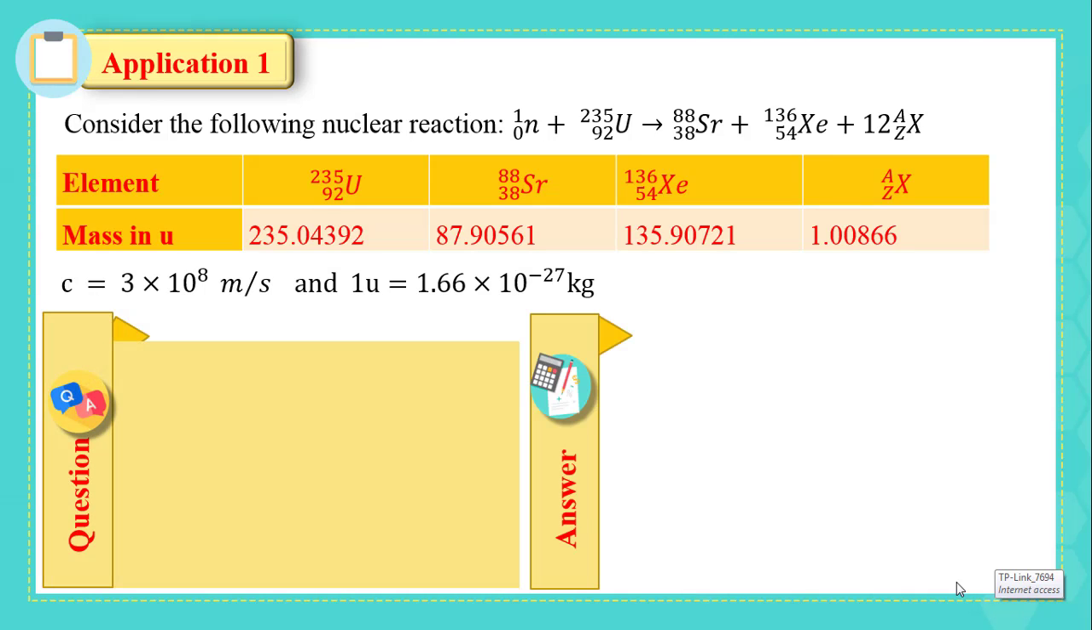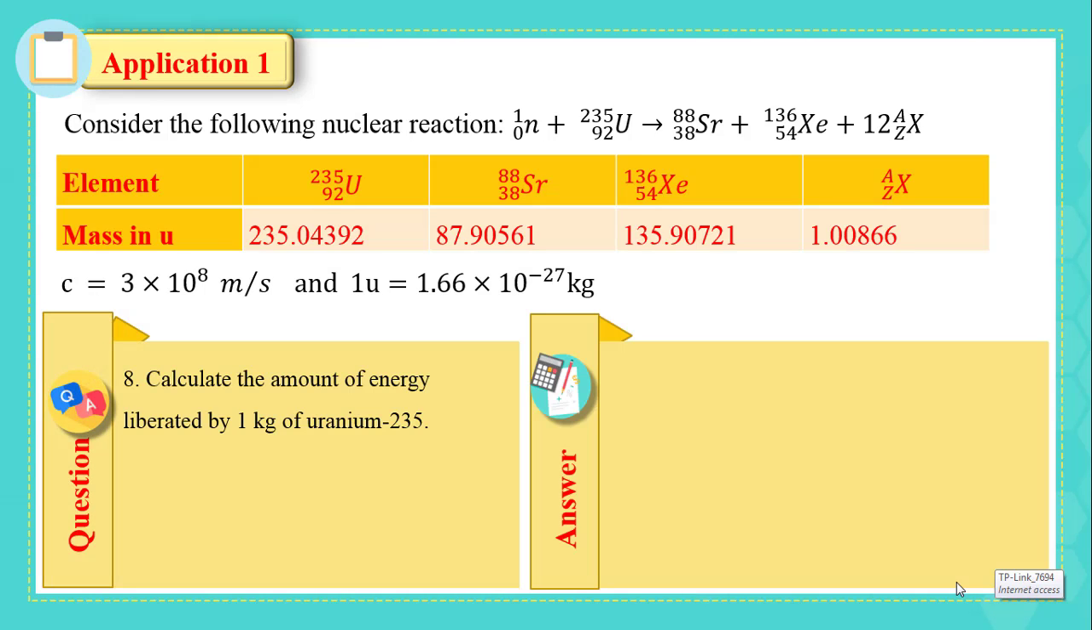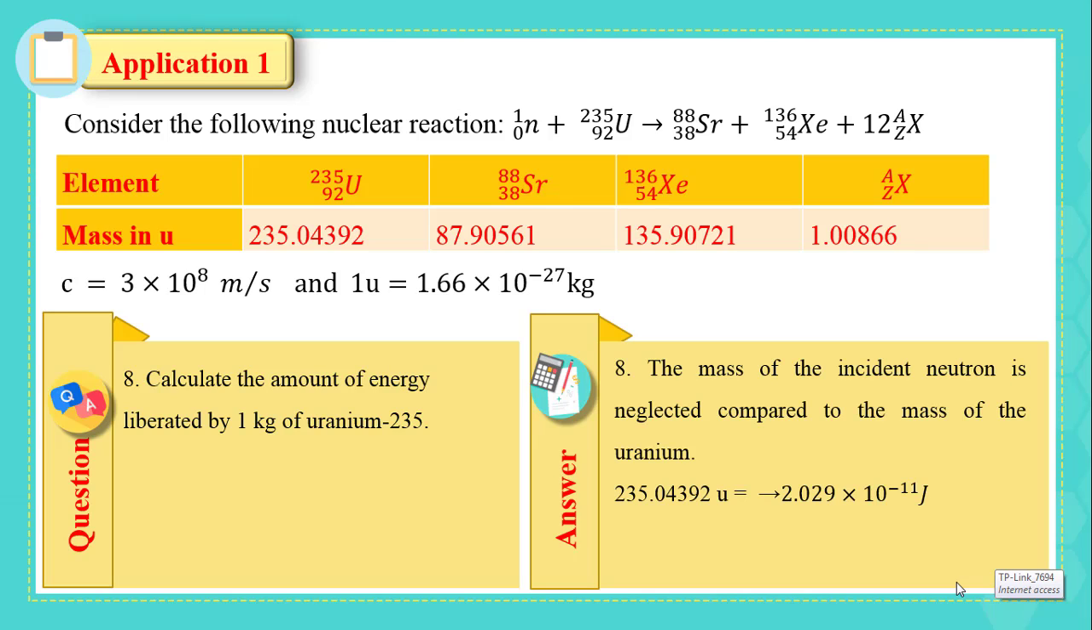In the eighth question, we have to calculate the amount of energy liberated by 1 kilogram of uranium-235. The mass of uranium-235 used in this reaction to liberate 2.029 times 10 power minus 11 joule is 235.04392 U. But we have to convert this U into kilogram. So in 1 kilogram, how much energy will we get? We will get E. If we make the calculation, we get E equal to 5 times 10 power 13 joule.